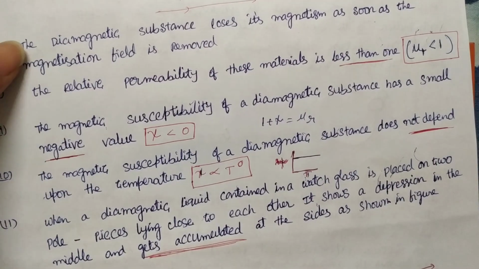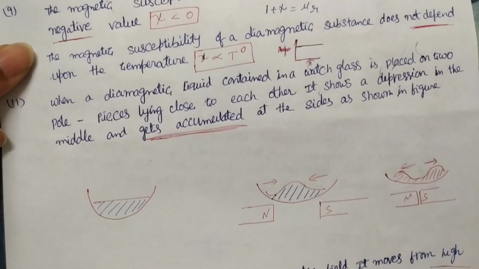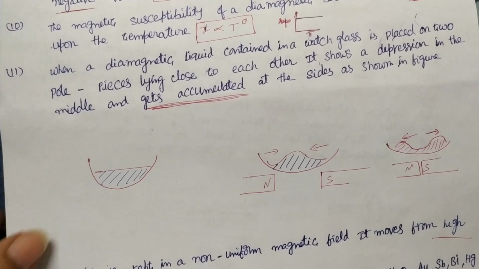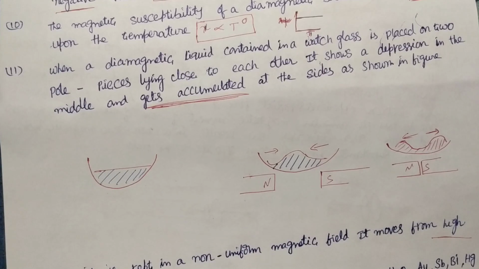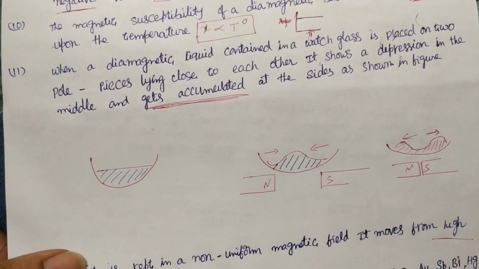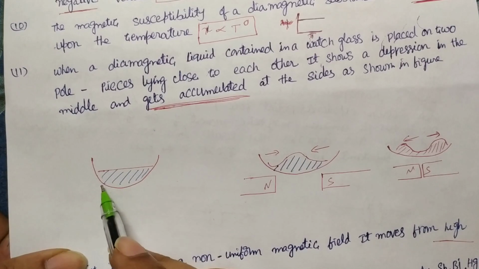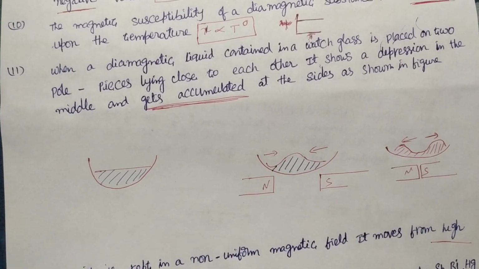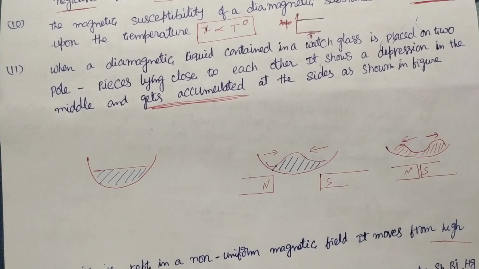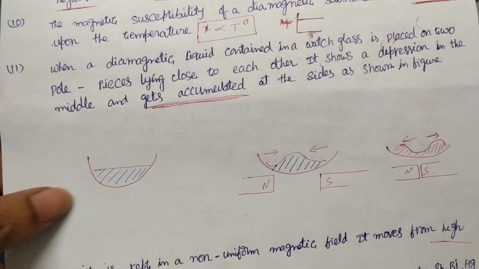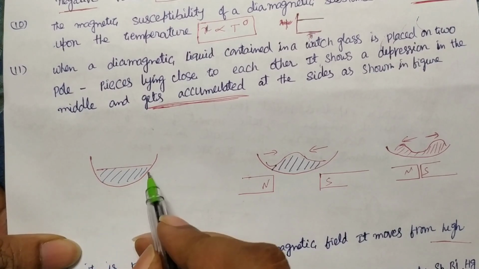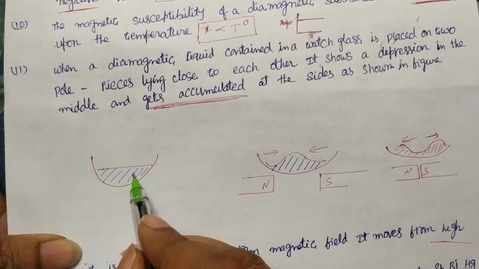If you want to check another property of diamagnetic materials, take a diamagnetic liquid. Mercury is one example of a diamagnetic liquid. Take a watch glass, which is like a glass bowl. If you use a metal bowl, its magnetic nature interferes with this, which is why they use a glass plate, what we call a watch glass. On the watch glass they pour the diamagnetic liquid.